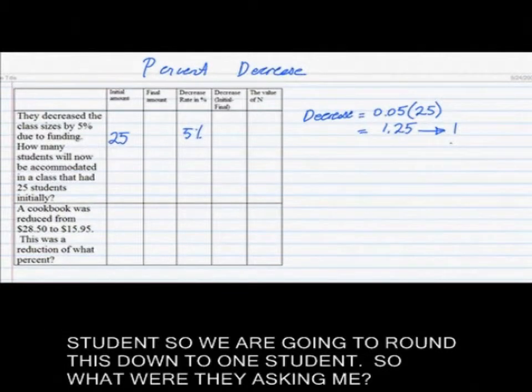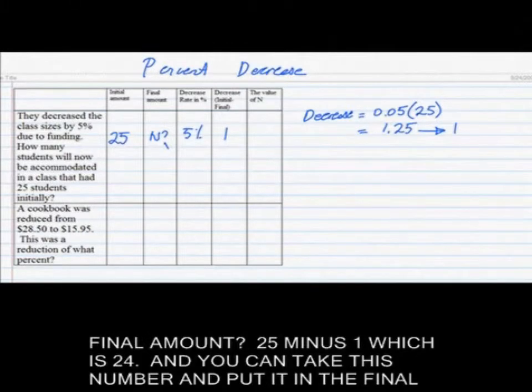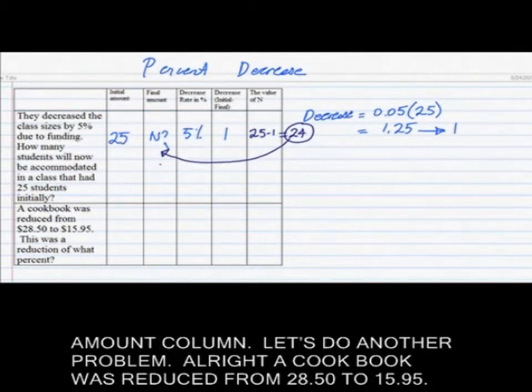So what were they asking me? They're asking me the final amount. Now my decrease is 1 student. So what will be my final amount? 25 minus 1, which is 24. And you can take this number and put it in the final amount column. Let's do another problem.